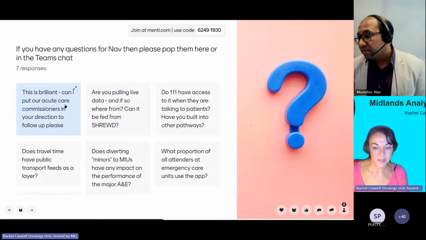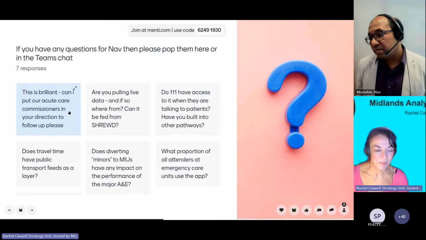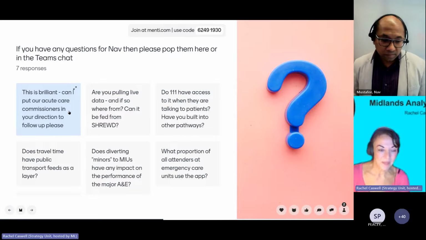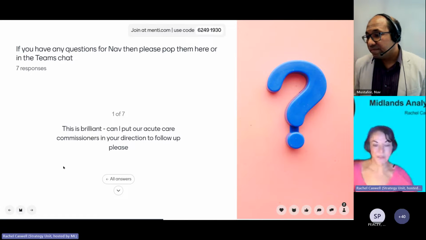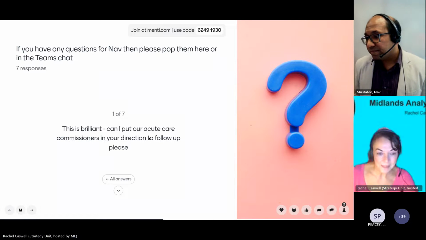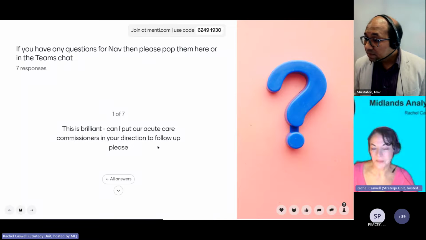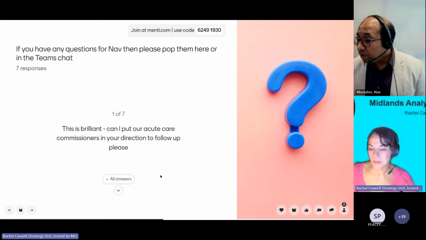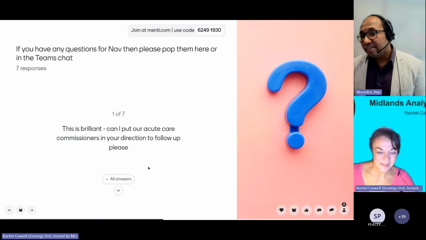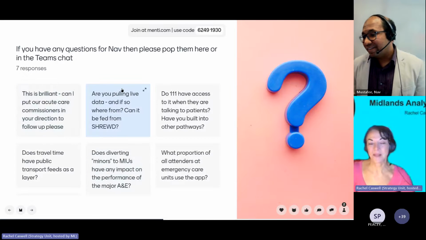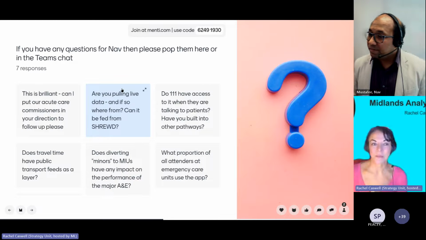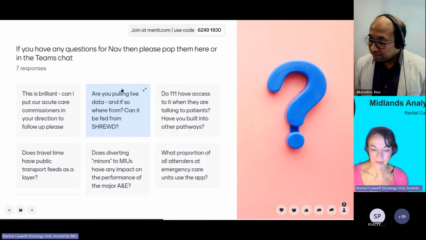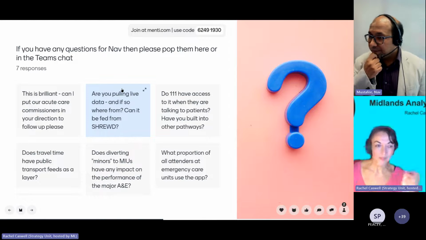So the first one says this is brilliant. Obviously, it is. We're all very impressed with this, and the fact that it's having an impact that you can demonstrate, which is very important if you're looking for things to be funded going forward. Can I put our acute care commissioners in your direction for a follow-up? Assuming that I can pass on your email. Yes, okay, please. Excellent. So I will do that. I'll attach it if it's okay with you. You won't be inundated, but I will make your email available for people if they want to follow up afterwards.